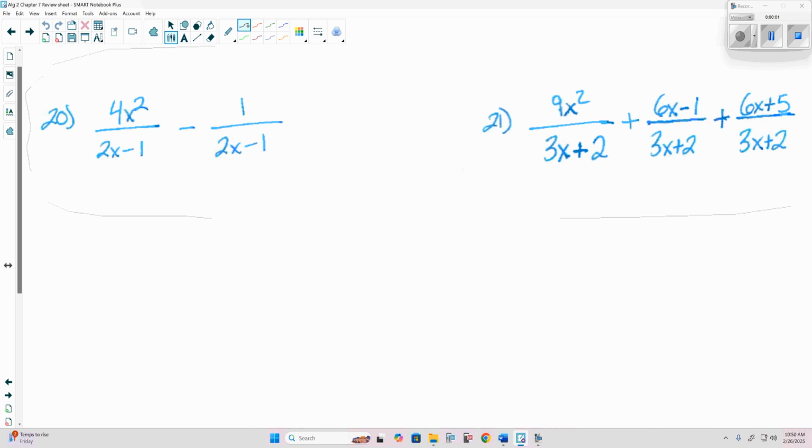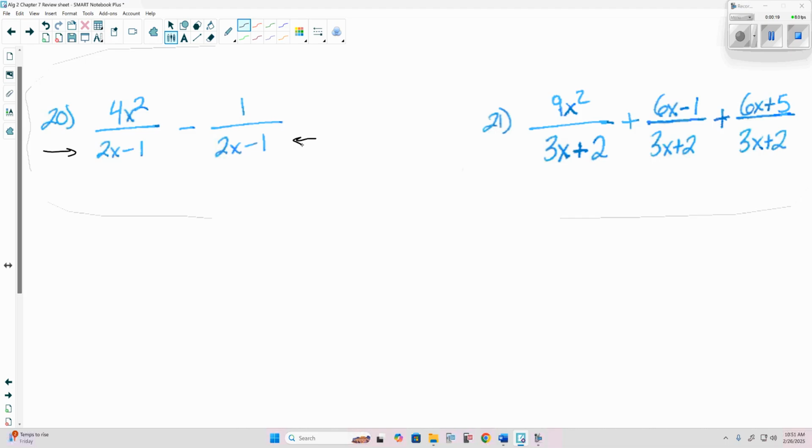All right, guys, so we're finishing up the review sheet today. So the next thing we're looking at is addition and subtraction, adding and subtracting rational expressions. Now, when we add or subtract rational expressions, the main thing is that the denominators have to be the same.